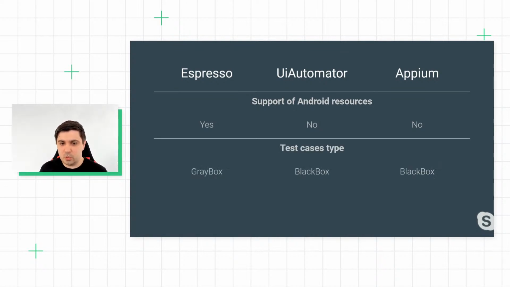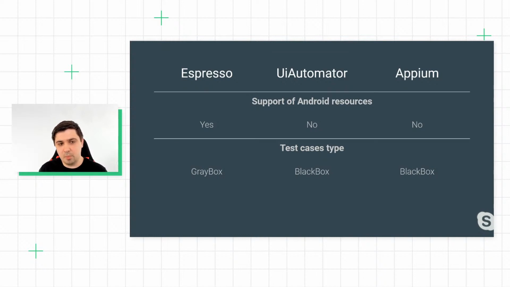The next very important thing is the supported type of test. Appium and UI Automator support only black box testing. We don't know what we have under the hood. We know what we expect and how it will react for us. Espresso also uses a different type of test. It's gray box. It means that we can interact with the application.